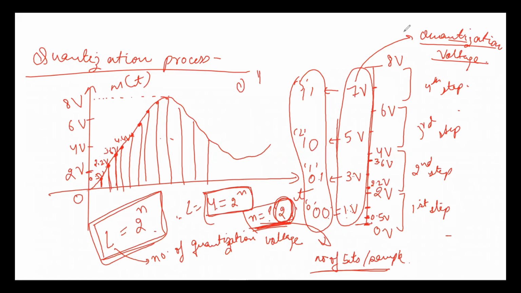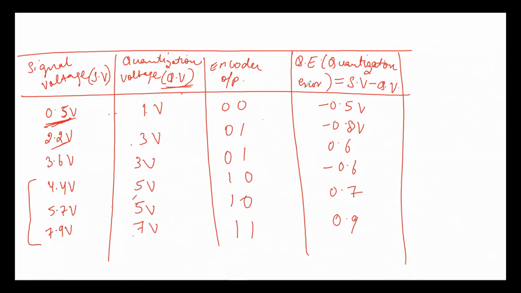Okay. Next is quantization error, which is a very important part. How do we find the quantization error? It is nothing but signal voltage minus quantization voltage. So these are my quantization errors for this particular example. Now here we have seen the different parameters. Before that, write down some important points about this.